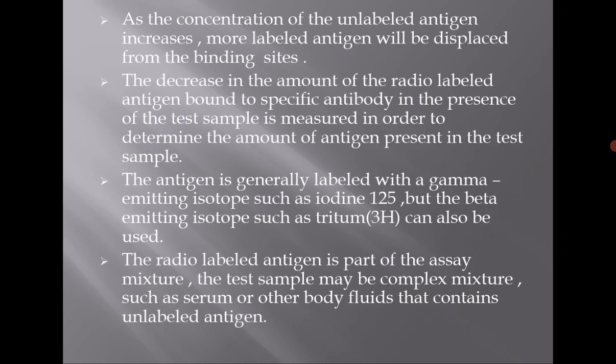The antigen is generally labeled with gamma emitting isotopes such as iodine-125, which we learned before is the most commonly used radioactive label, right? And it binds to the tyrosine residue on the proteins, but a beta emitting isotope such as tritium can also be used. The radio-labeled antigen is part of the assay mixture. The test sample may be a complex mixture such as serum or other body fluids that contain unlabeled antigen.